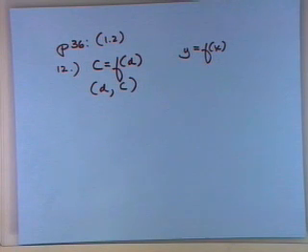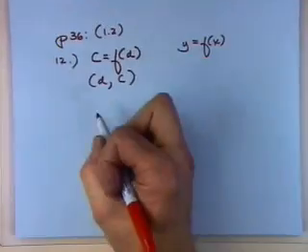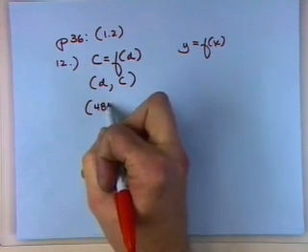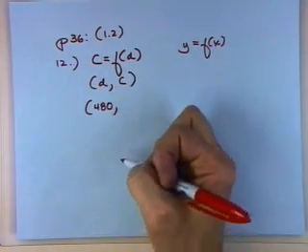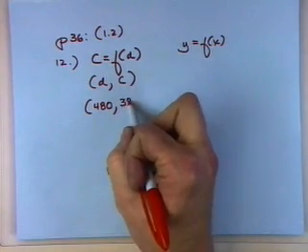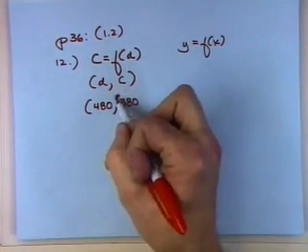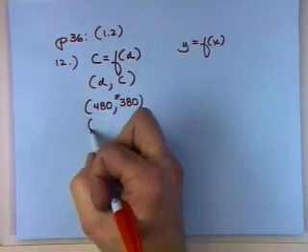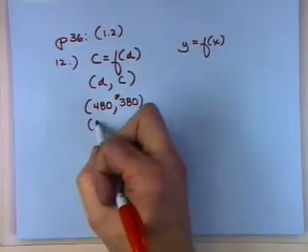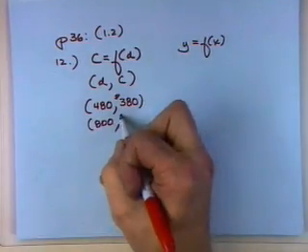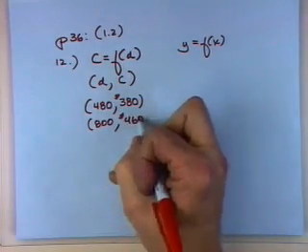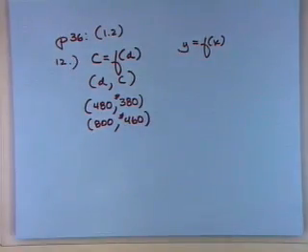What's the first ordered pair? 480 and 380. 480 is distance. And what's the corresponding cost? 380. Might put that there just to remind us that's cost. What's the second ordered pair? 800 is distance. And cost is 460. Everybody all right with those?